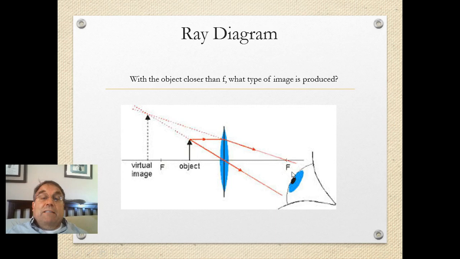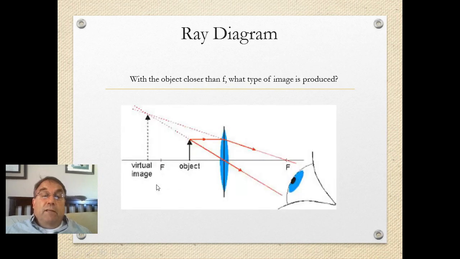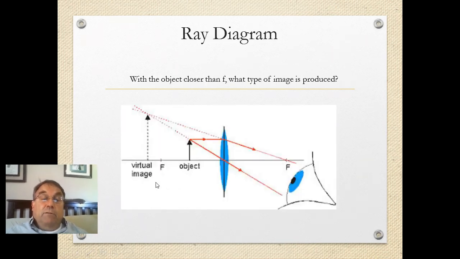Now, what if the object is closer than f, closer than the focal length? Well, that's when you're actually using the lens as a magnifying glass, so you can see the image is enlarged. Now, remember these diagrams. If you want to get the bonus points, you can actually draw these for each of the scenarios in the lab for extra credit.